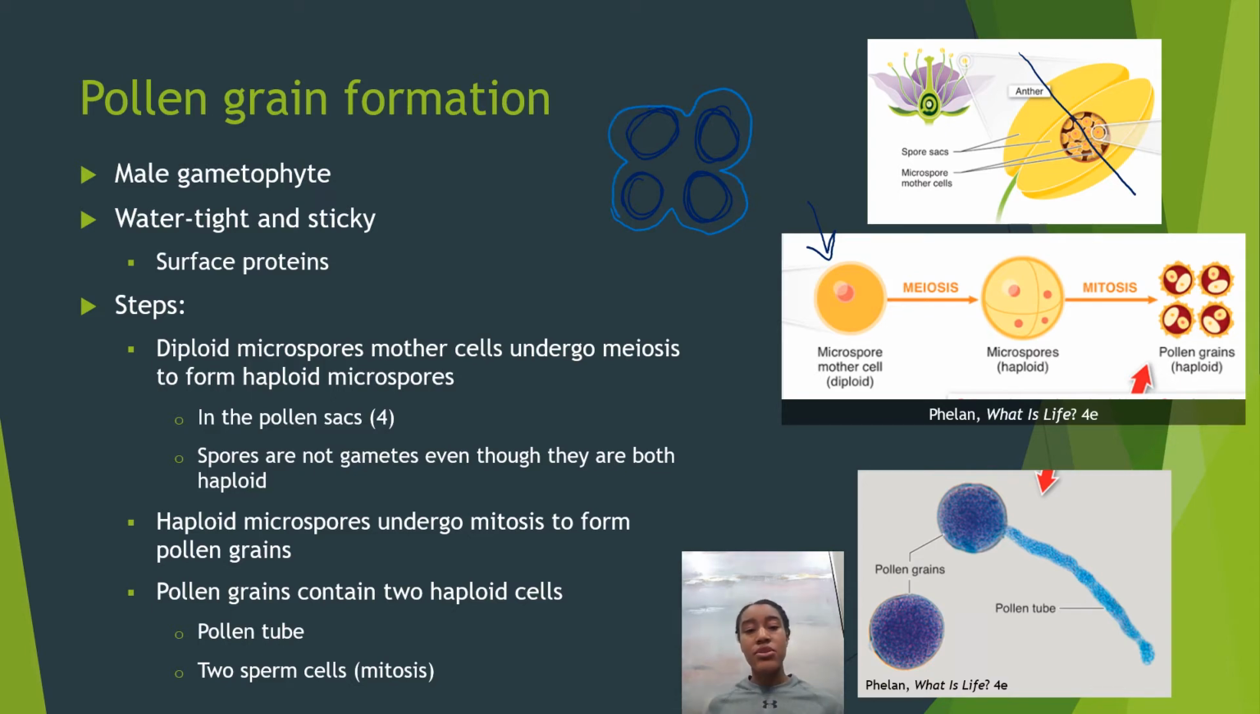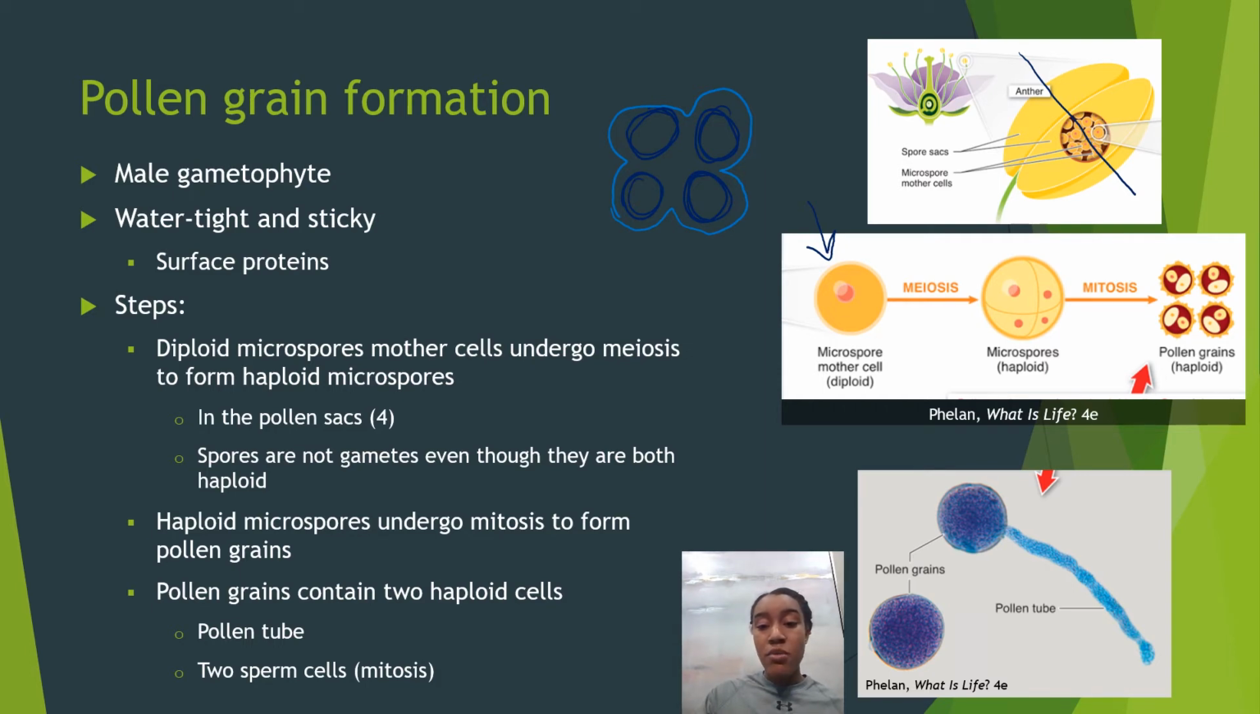Each of those chambers is a pollen sac, and it contains a ton of these microspore mother cells. And then the spores are not gametes. So I'm just going to reiterate that, especially because they're diploid. So we haven't got to gametes yet. We're just in the process of making those gametes.